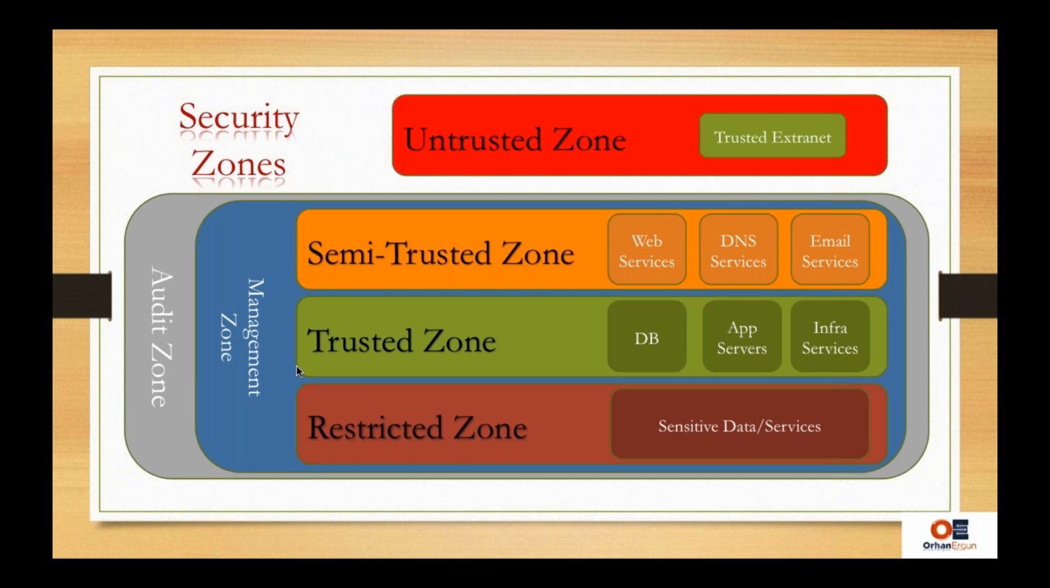Yes, you want to say something? The audit zone also, right? This trusted extranet in the untrusted zone can be audited. I mean, I can audit my branch. Yes, correct. I just put it here because I cannot audit the internet. But your trusted extranet is actually considered part of your trusted zone, so both of them are treated the same. That's why they are green. So the audit zone will cover the trusted extranet, but it will not cover the untrusted zone. So now we know what security zones are.